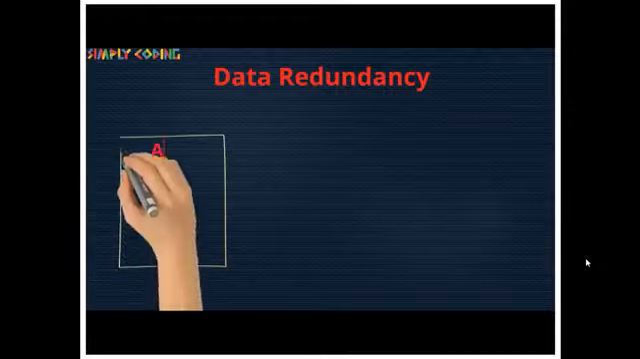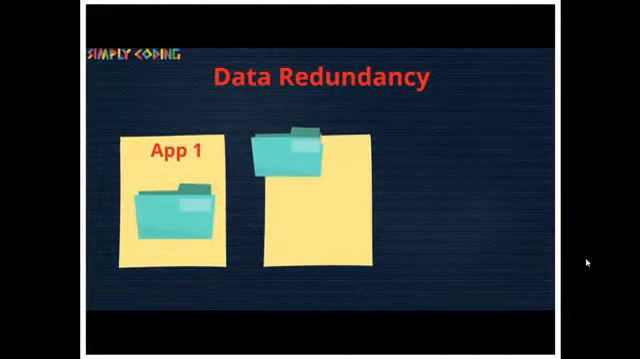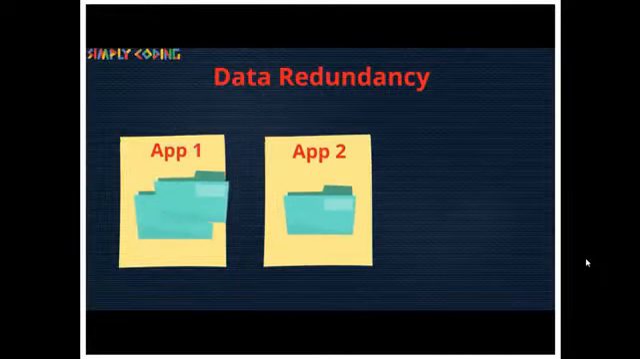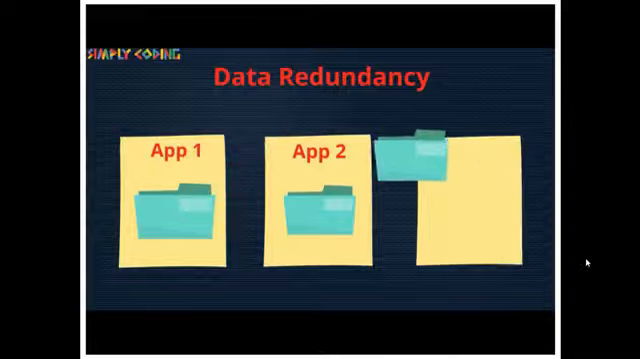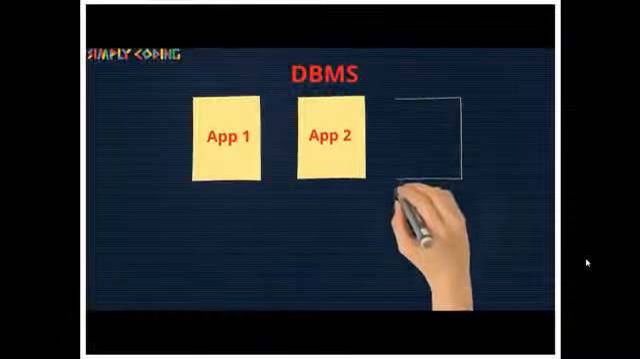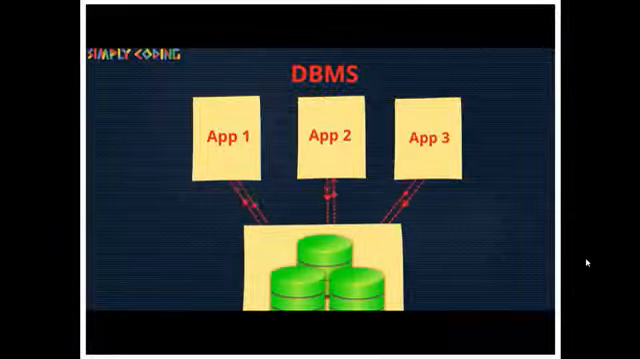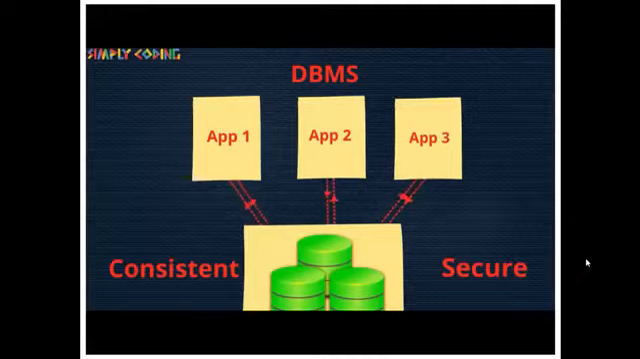Data redundancy means duplication of data. Non-database systems maintain separate copy of data for each application. This duplication of data may lead to inconsistency or incorrect data at times. For example, DBMS stores all data at one place and all the application programs that require this data can refer to the same central place.